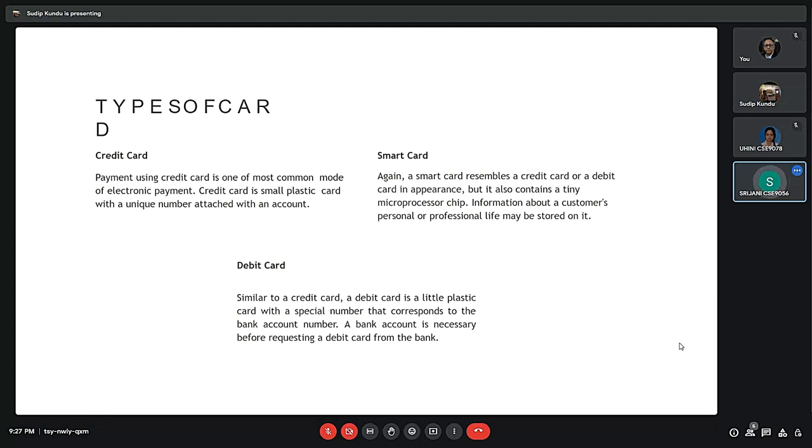Now we come to the third kind of card, which is a smart card. A smart card is again similar to a credit card or a debit card in appearance, but it has a small microprocessor chip embedded in it. It has the capacity to store customers' work-related or personal information as well. Smart cards are used to store money, and the amount gets deducted after every transaction. And they can only be accessed using a PIN that every customer is granted. Next slide.